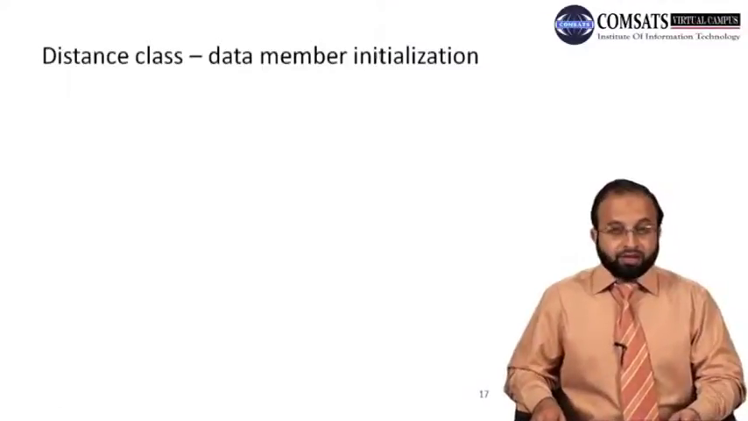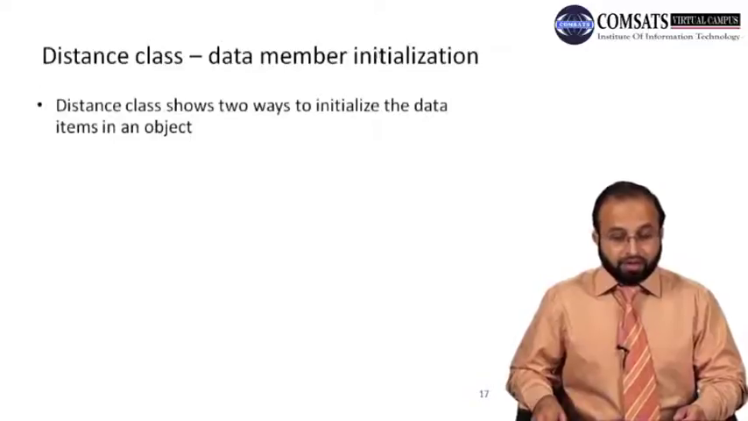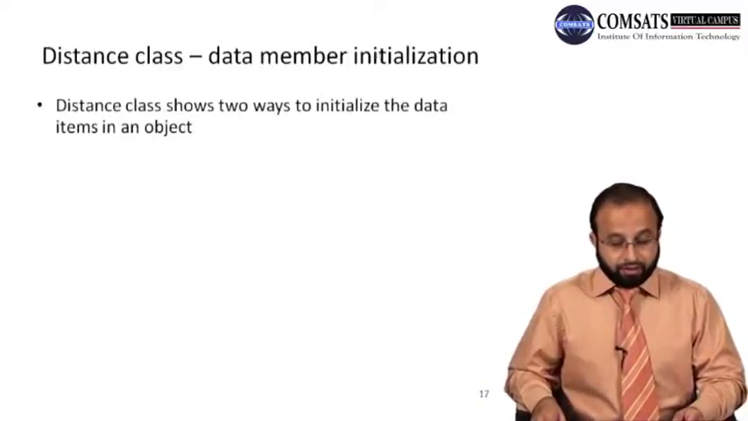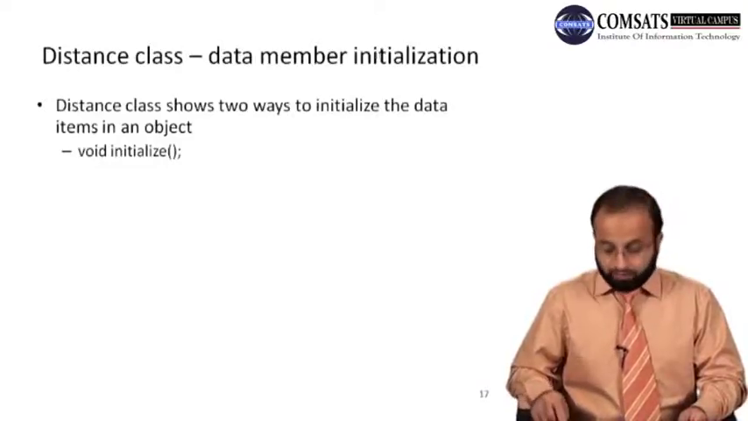Distance class data member initialization. So the distance class shows two ways to initialize the data member of an object. This is void initialize. Void initialize, what it does is it initializes the private data member of the class with value 0.